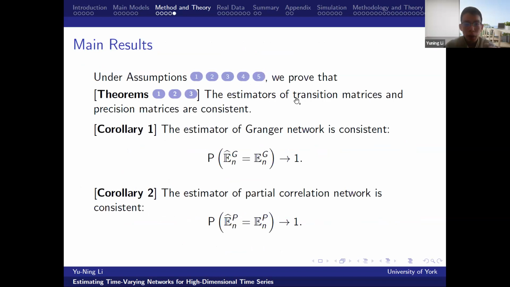And in the paper, we not only derive the consistency of these estimates for the parameters, the main theory results are these two: we provide the consistency of the estimators for the two networks.